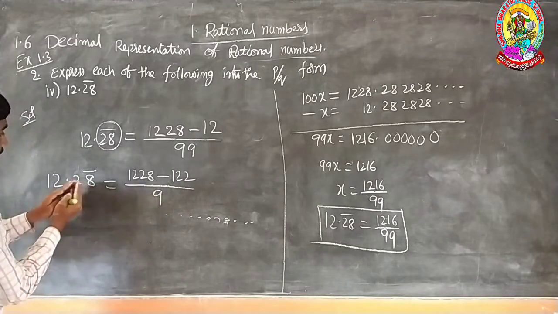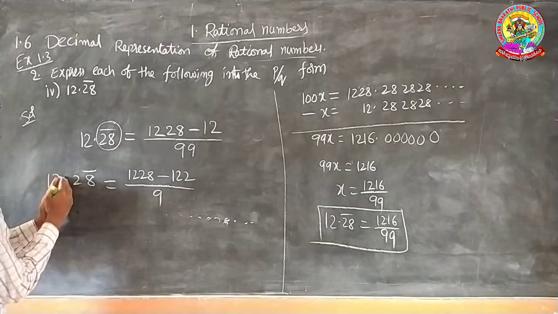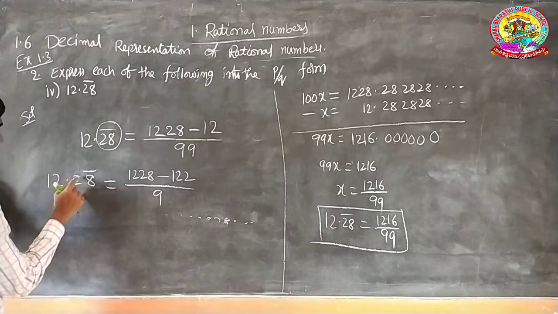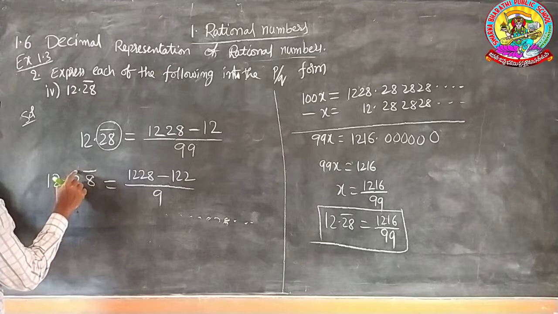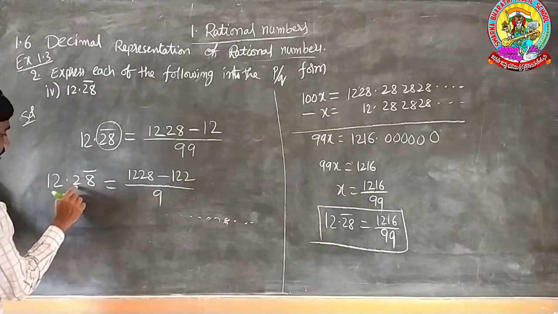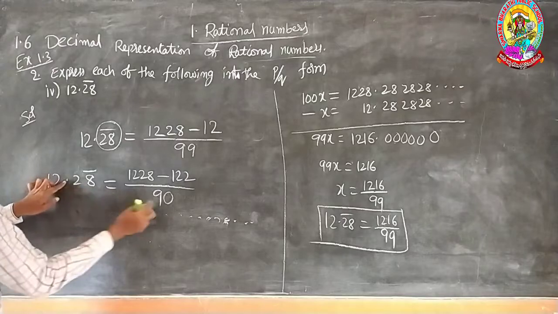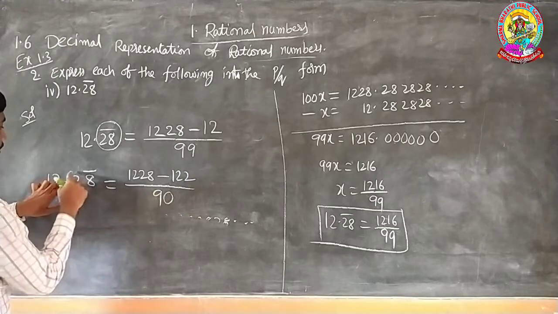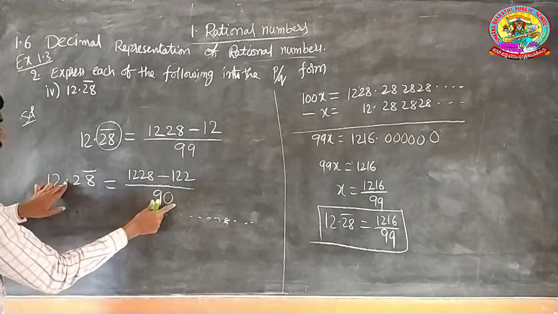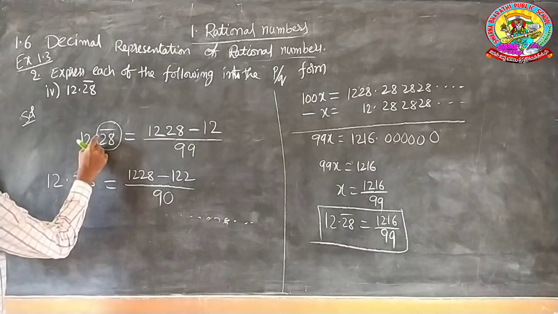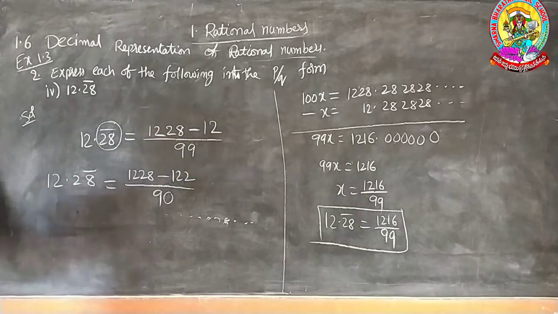But the numbers before the bar should go after the decimal point. Here after the decimal point there is a number, but it contains no bar, so in the place of this you should write 0, because you should fulfill the number of digits after the decimal point, so that becomes 90. Here there are no numbers without a bar, so there is no need to write zeros.